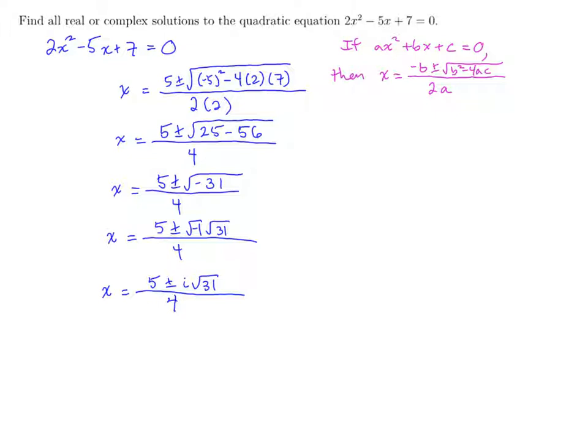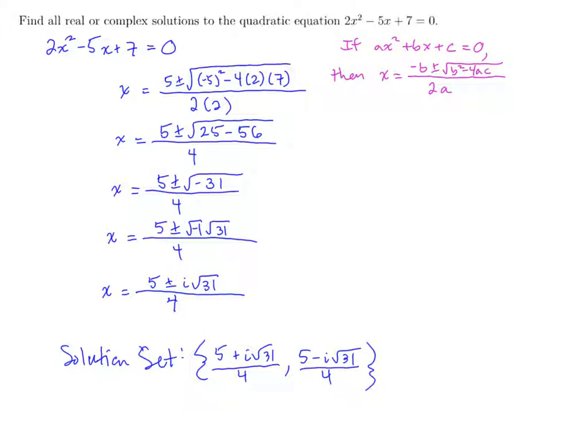Alright, so at this point, we have our two complex solutions, and we can state the solution set. Again, these are not real solutions, these are complex solutions. So our solution set will be for complex solutions, and those are 5 plus i times the square root of 31, all divided by 4, and then we have 5 minus i times the square root of 31, and that's all divided by 4. And we'll put those in curly braces to denote the set.